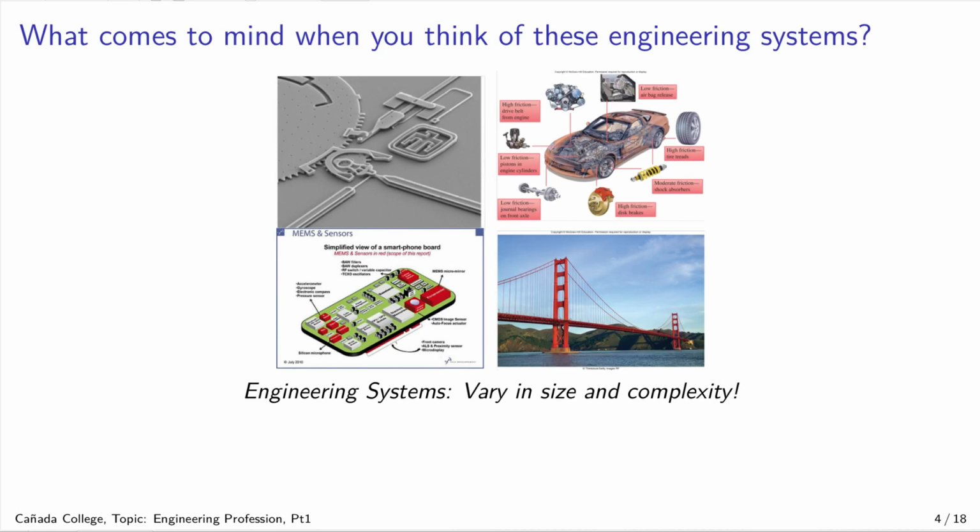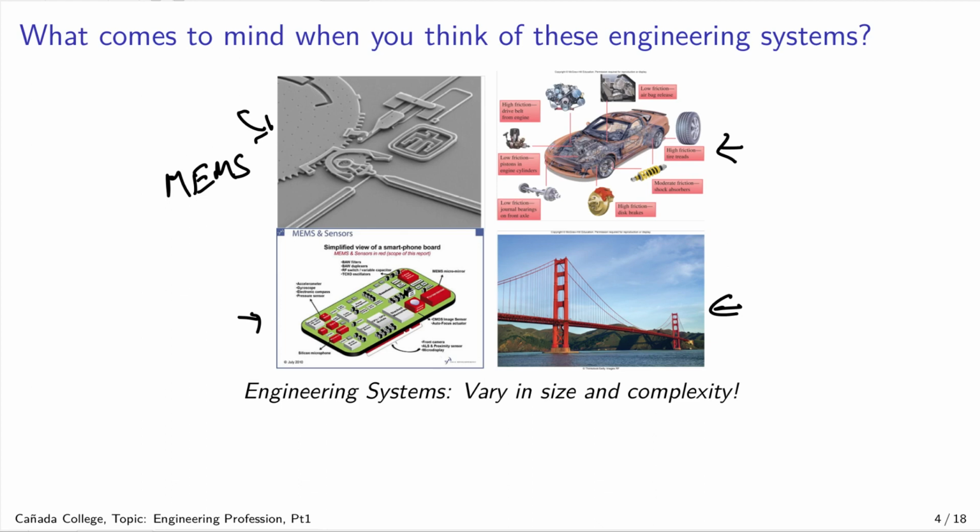Look through this set of images here. Each one is a different engineering system or engineering machine, and think about what comes to your mind. We have the Golden Gate Bridge, we have an automobile, we have a cell phone, and this one might not seem so familiar to you, but this is what is known as a microelectromechanical system, or a MEMS system. The dimensions of the features in this machine are of the order of a human hair, or maybe even 1/10 of the diameter of a human hair.